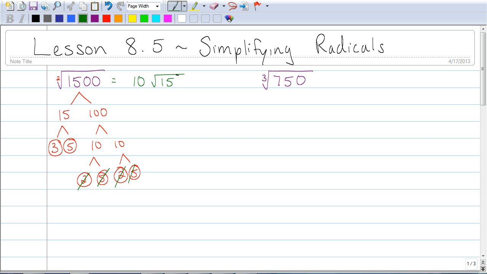Let's look at another one. This is the cube root of 750. Two numbers that multiply together to be 750 are 75 and 10. 10 breaks down to be 2 times 5. Those are prime. 75 would break down to be 5 and 15, and 15 breaks down to be 5 times 3.